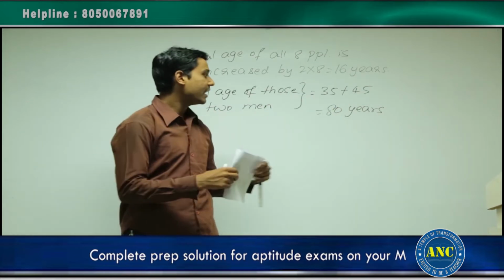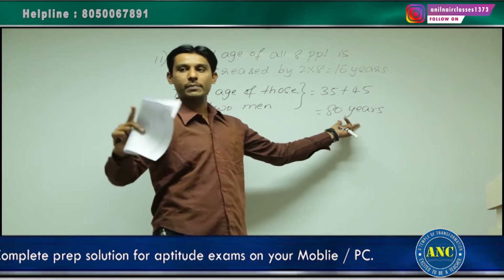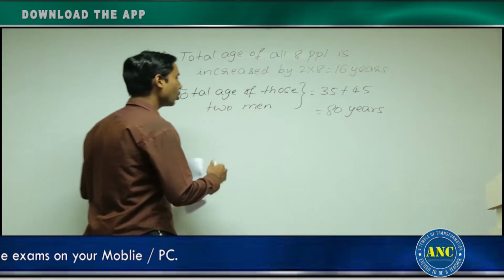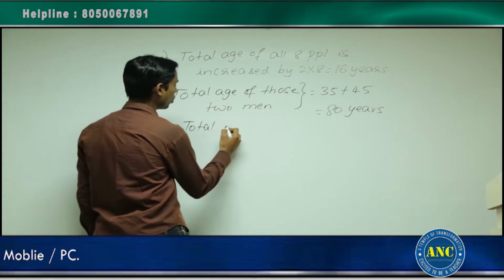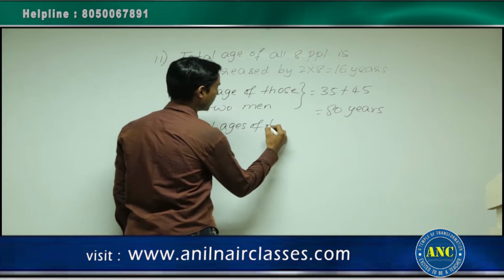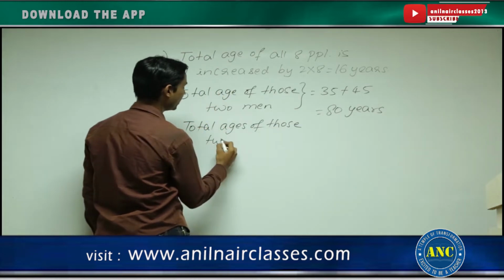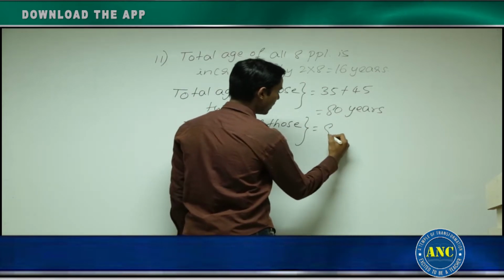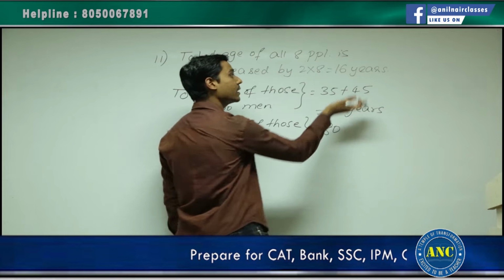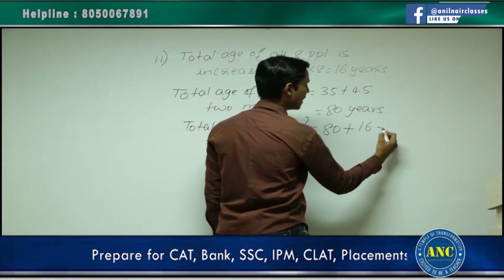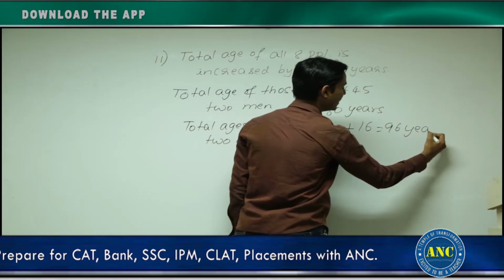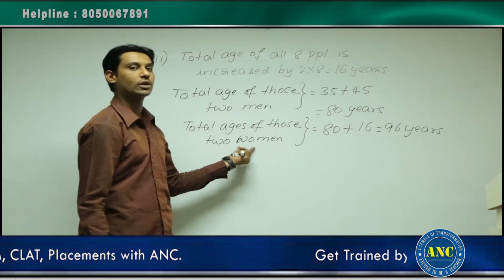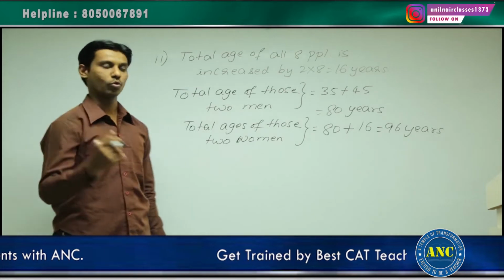That means those 2 women also are bringing 80 years, plus they are bringing additional 16 years. That means total ages of those two women is nothing but whatever the 80 years which the men went out, that also they are carrying, and they are bringing 16 years extra. The total ages of those two women is nothing but 96 years. But the average is asked in the question. They are not asking the total of the 2 women. They are asking the average of the 2 women.